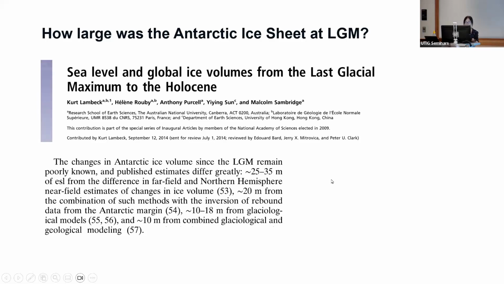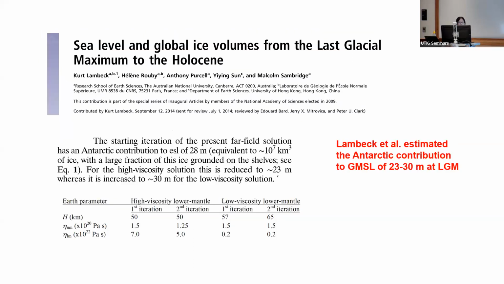Also, going back to the Antarctic ice sheet at the last glacial maximum, Lambert pointed out the ice sheet at the last glacial maximum remains very poorly known. Many published estimates differ a lot. For example, from Lambert's calculations, the Antarctic contribution to the global mean sea level is around 20 to 30 meters at the last glacial maximum. They coupled it with their assumption of the Earth model. They used 2D upper mantle and lower mantle viscosity with a larger constraint between upper and lower mantle viscosity.